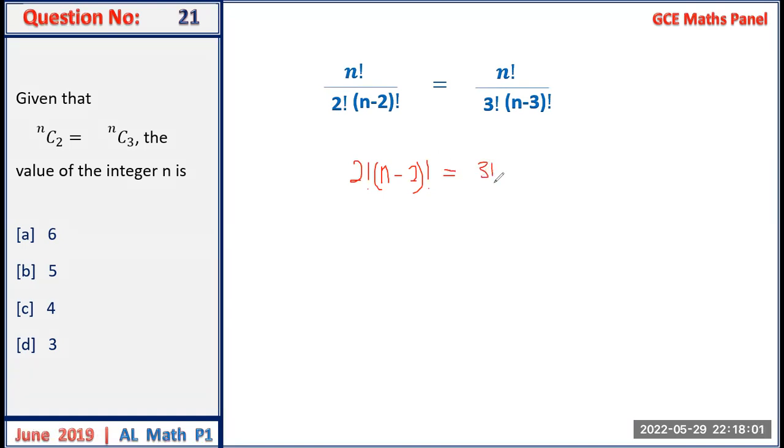3 factorial into, now n minus 3 factorial can be written as n minus 3 times, without factorial, times n minus 2 factorial. Now this n minus 2 factorial will cancel out with this n minus 2 factorial. We'll be left with 2 factorial, which is 2, to be equal to 3 factorial, which is 6, into n minus 3. So at this point, we have 2 equal to 6n minus 18.